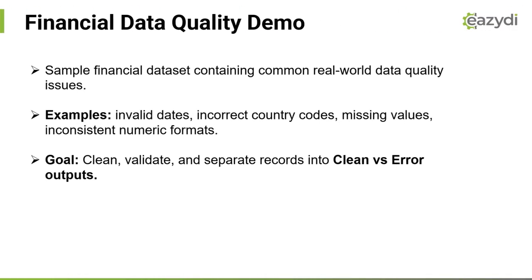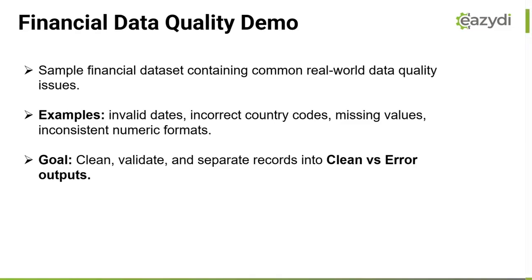For this demo, we're using a sample financial dataset that contains common real-world data quality issues. These issues can include invalid dates, incorrect country codes, missing values, or inconsistent numeric formats, which are common challenges in financial reporting and transaction systems. The goal of this pipeline is to automatically validate the data and separate clean records from error records, ensuring higher data quality for downstream analytics and reporting.